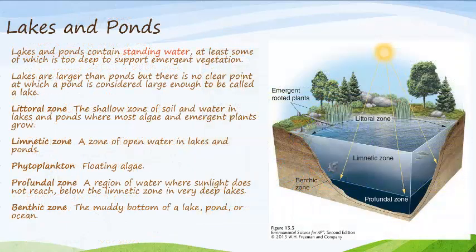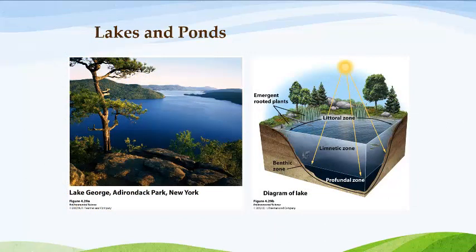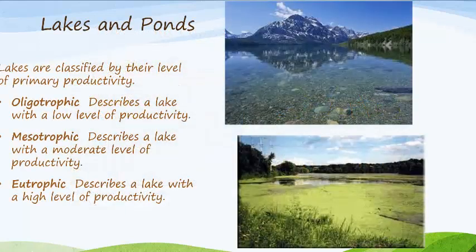Lakes and ponds, you just need to know the different types of zones in them. For lakes and ponds, they're always standing water. You go ahead and pause and teach yourself the littoral zone, limnetic zone, phytoplankton, profundal zone, and the benthic zone. And get to know your pictures, study, test yourself, cover things, and try and tell yourself what these are, and then check your notes.